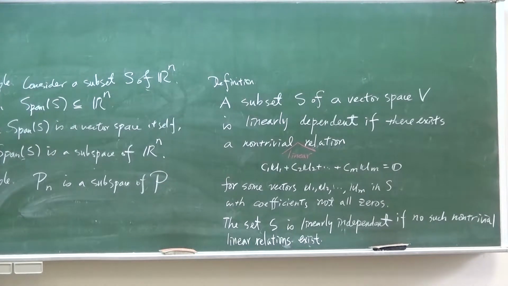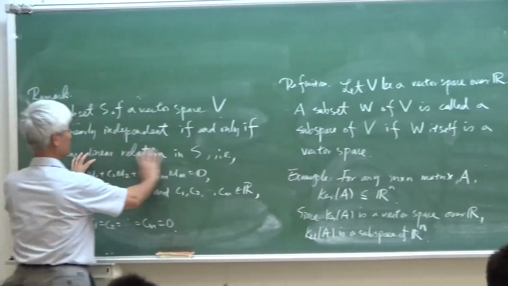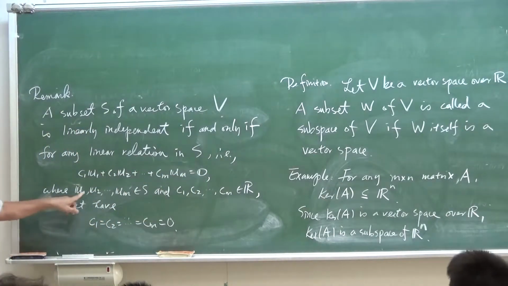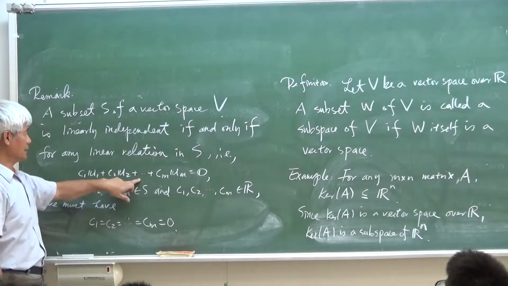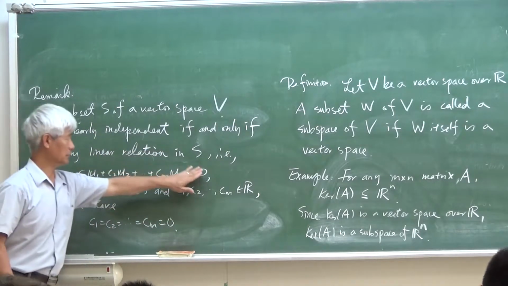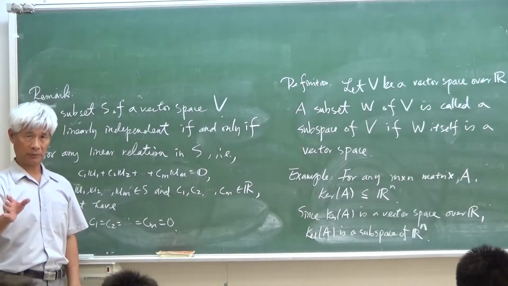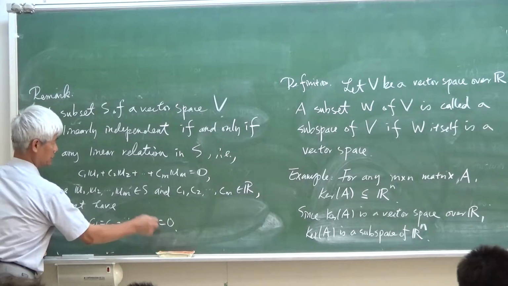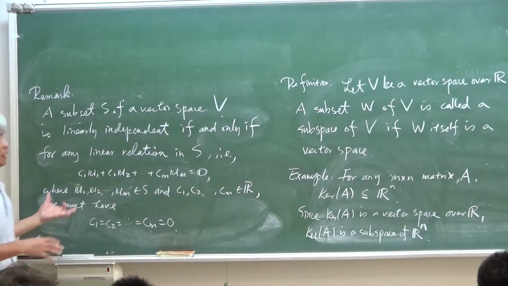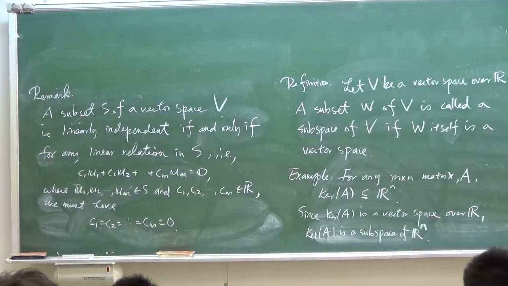To prove that, you have to establish an arbitrary linear relation in S. Okay, so you start from an arbitrary linear relation so that u1, u2, and um can be arbitrary vectors in S, and c1, c2 up to cm arbitrary real numbers. Then starting from here, you have to show that all the coefficients must be 0. If this is the case, then the set S is linearly independent, because it's impossible for you to find a non-trivial linear relation. Okay, it's impossible. Any questions?